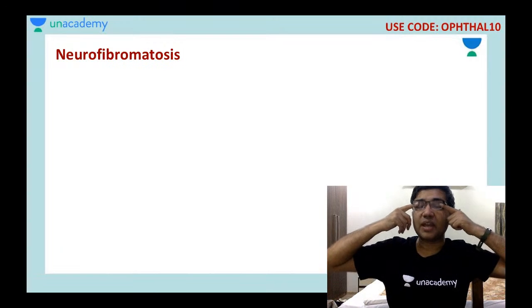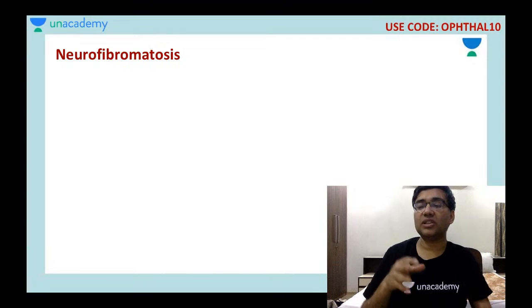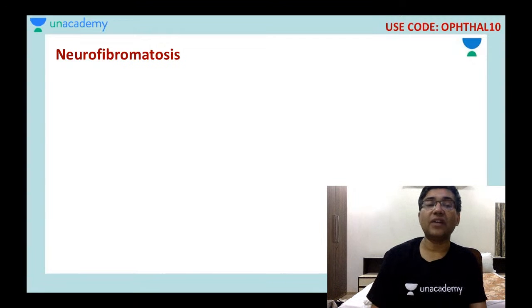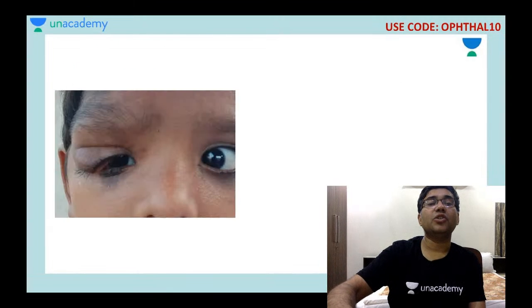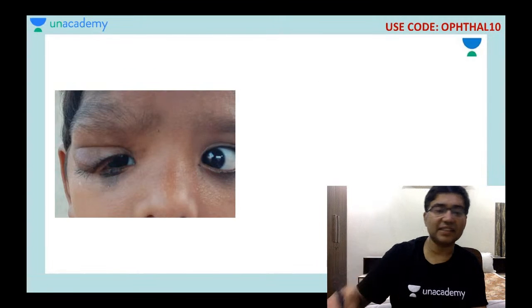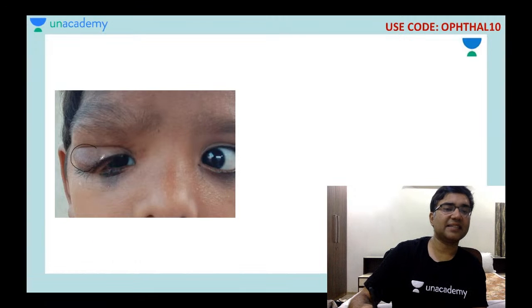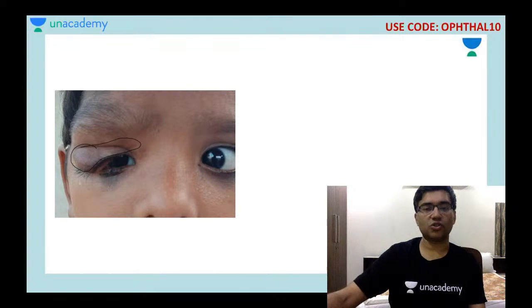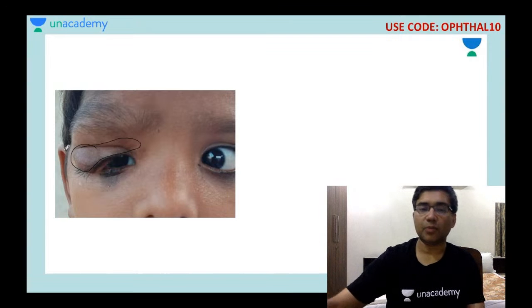And in these patients, you can have an S-shaped ptosis also. So they can ask you a question, any condition where you have both proptosis and ptosis, your answer would be neurofibromatosis. If you can see in this picture, this child is basically having an S-shaped ptosis also. So these are some important points that you have to remember regarding the proptosis.